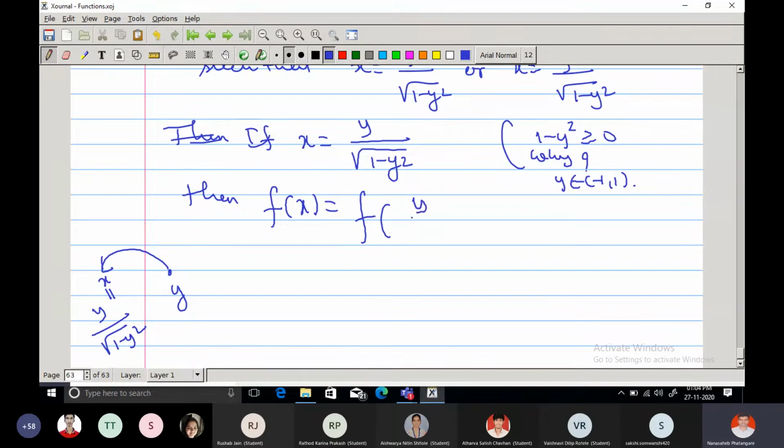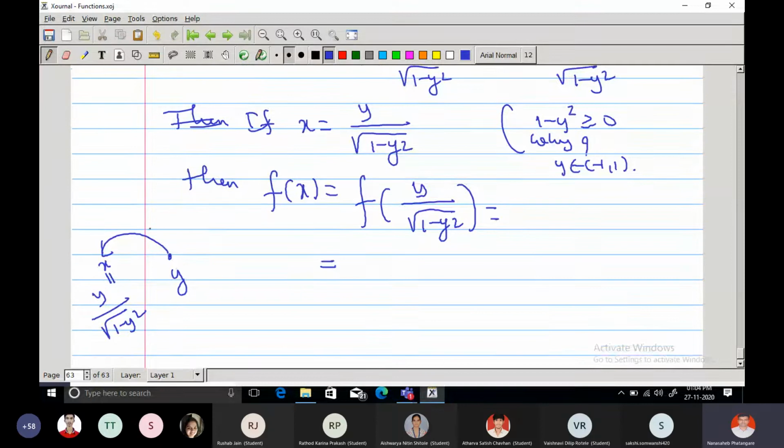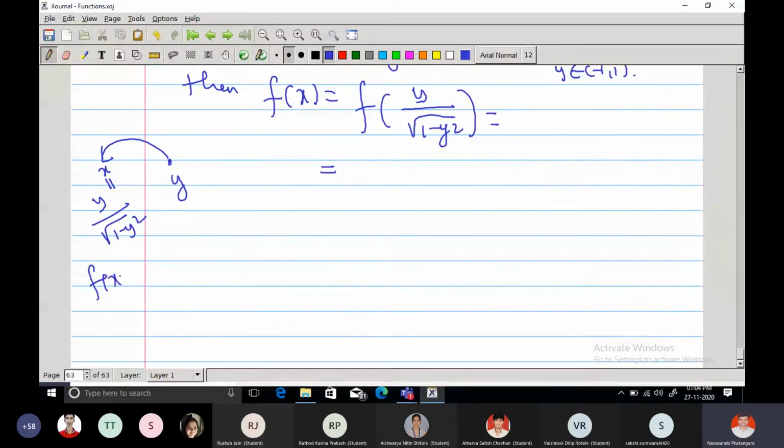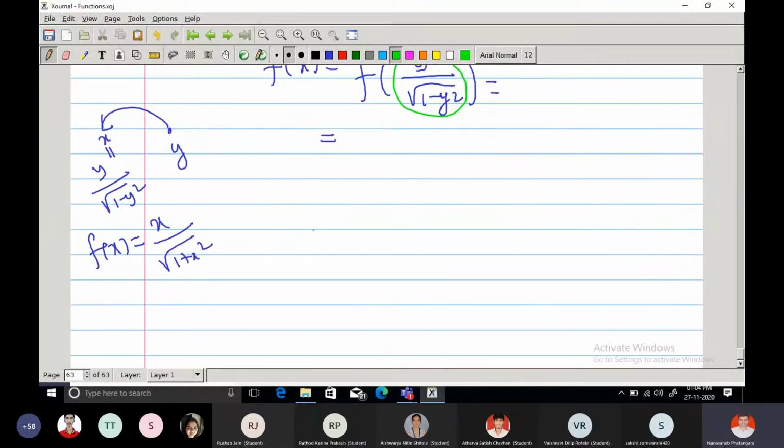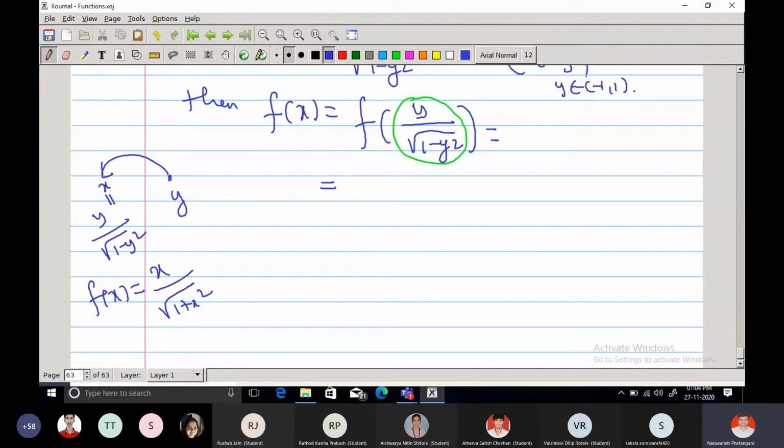But what is it by definition of function? By definition, the value of the function at x is x upon square root of 1 plus x square, right? And then what is the value of the function at this number, y upon square root of 1 minus y square? The value at x is x upon square root of 1 plus x square, so the value at this number is this number upon square root of 1 plus square of this number.